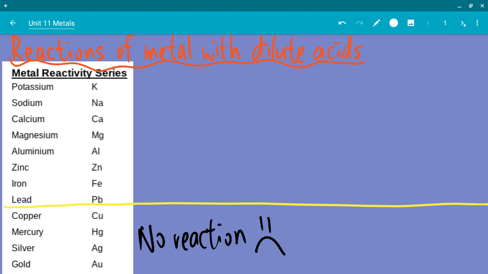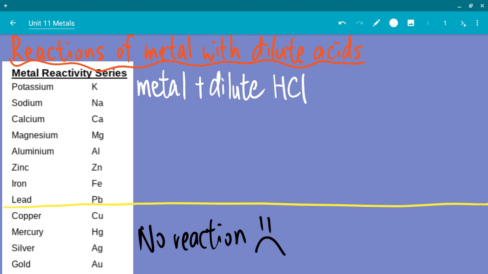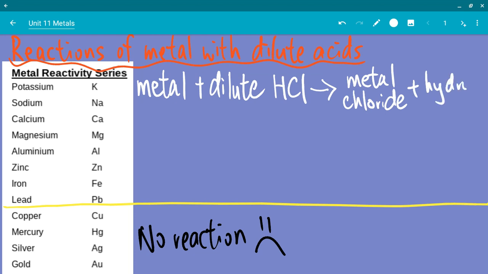So let us write down the word equations for that. First off, the metal reacting with dilute hydrochloric acid. Just to save space, I'm going to write down the chemical formula, dilute HCl. You would get a metal chloride plus hydrogen, which is the gas.